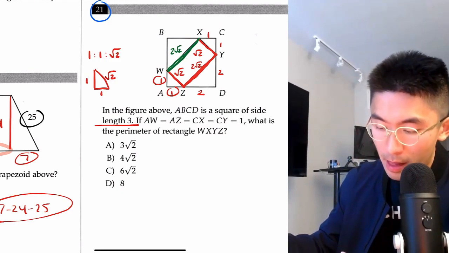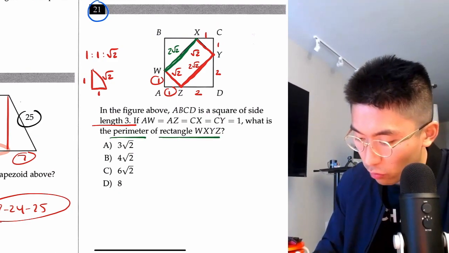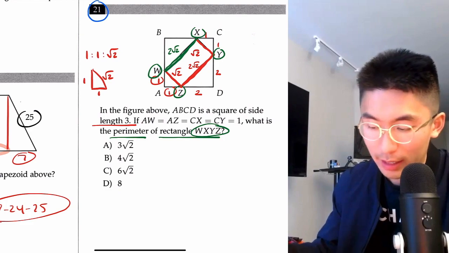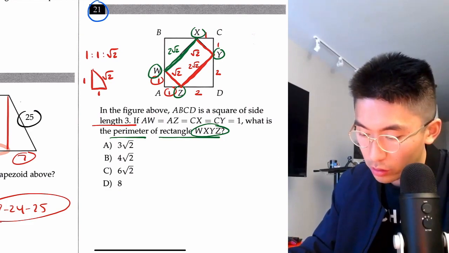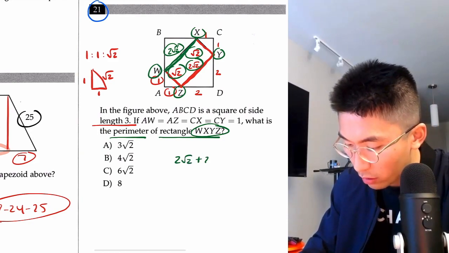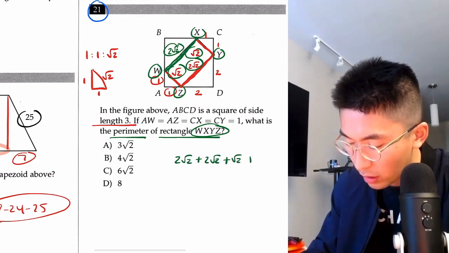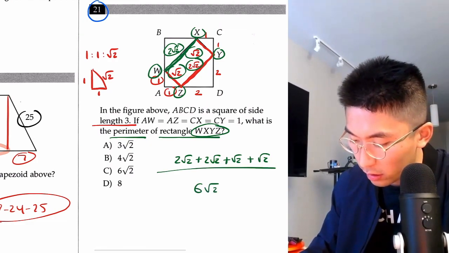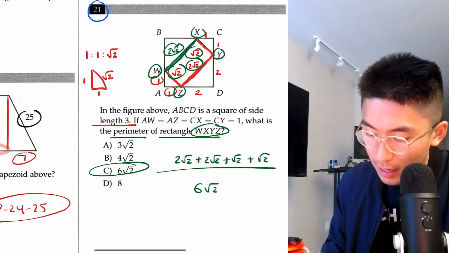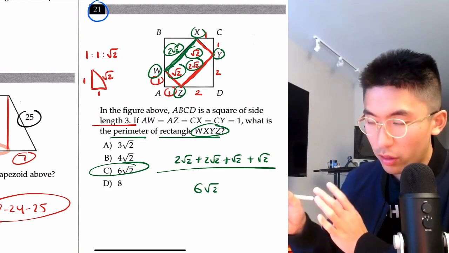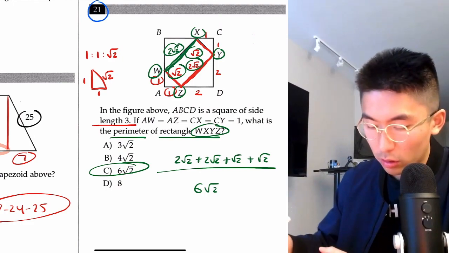We're going to find the perimeter of this rectangle, W, X, Y, Z. That's how it's written in the question. We're going to add all these values up, and we're going to get 2 radical 2 plus 2 radical 2 plus radical 2 plus radical 2, and that's going to get you 6 radical 2. And that is how we conveniently and efficiently answer this question with the best process to tackle these questions.